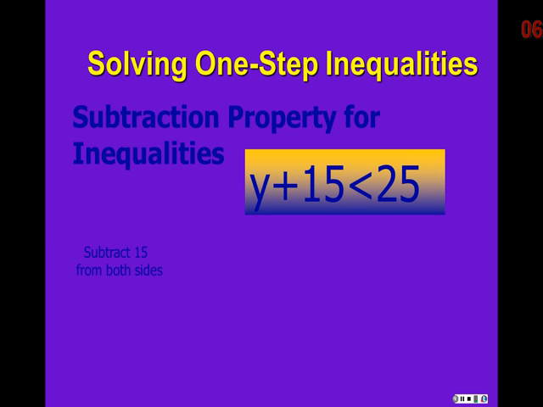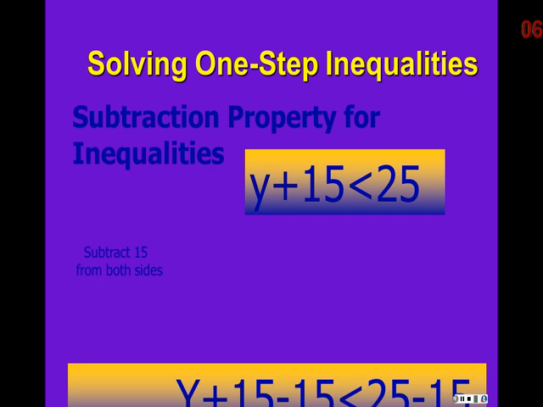Subtraction property. These are the same properties that we use for just solving regular equations. Now, why am I going to subtract 15 from both sides? Because when I look over here where the variable is, the operation is addition. The opposite of adding is subtracting. So I have to subtract this 15 to get it over here with the 25. So I subtract 15 from both sides. What is y going to be less than? 10.